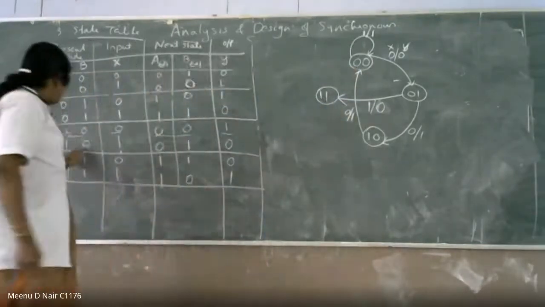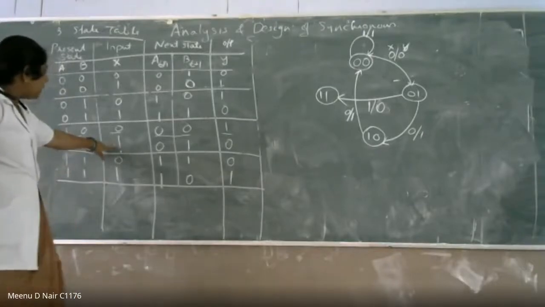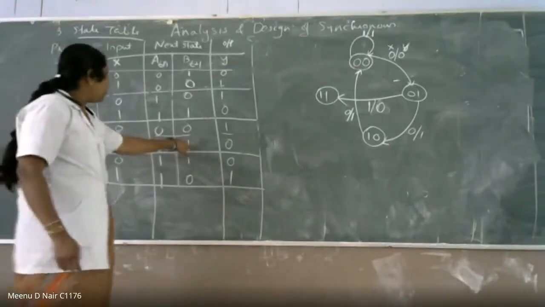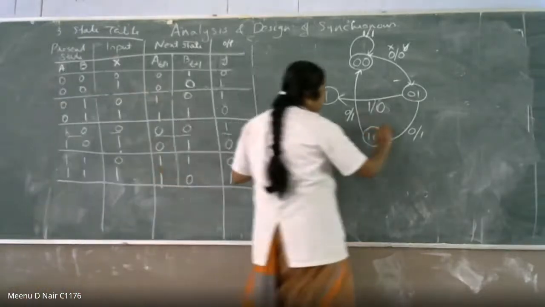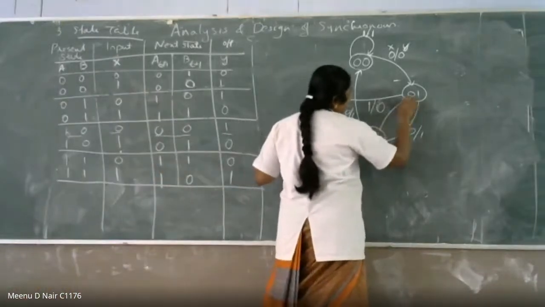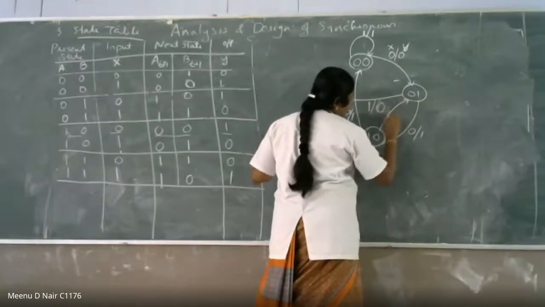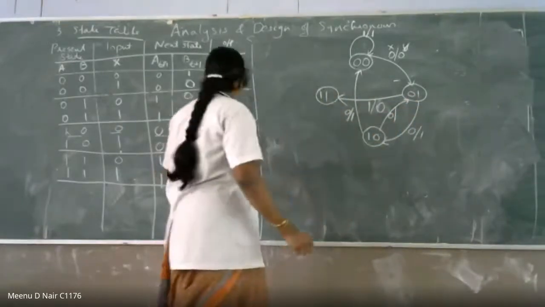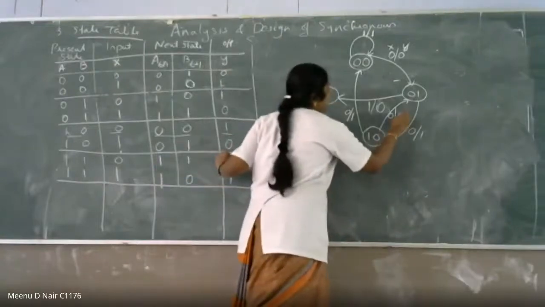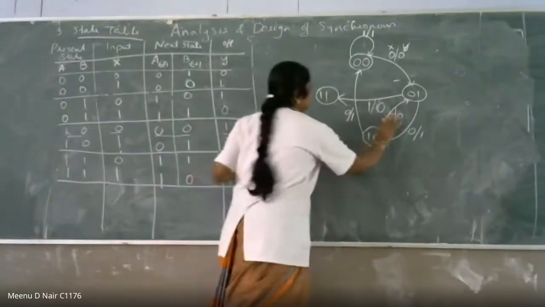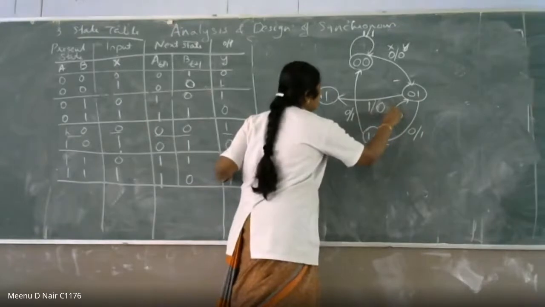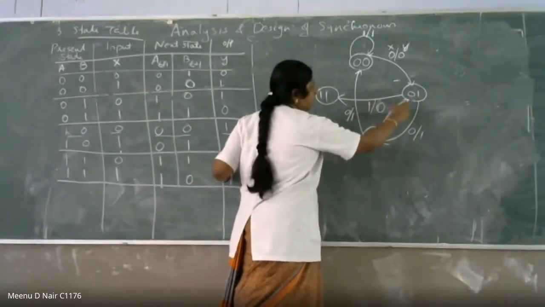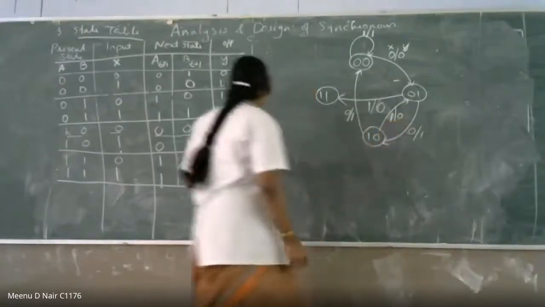Then what about the second case? If you are giving 1, it will be moved to 0, 1 with an output 0. 1, 0, if you are giving input as 1, it will be moved to 0, 1 with an output 0.